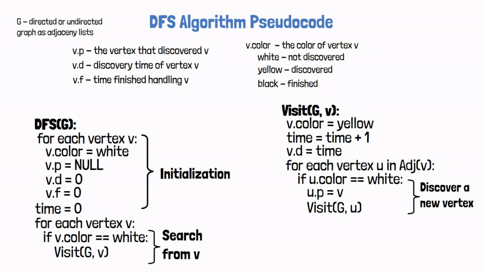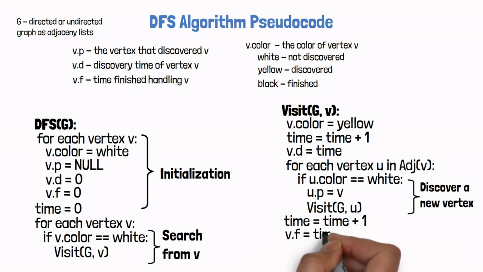Later on we'll see a complete running example, so the recursion will be much more clear. When we finish going over the neighbors of v, we increase the time again, and set the finish time of v. We see the meaning of the finish time now, that it is set after we've finished the search from v, and discovered all possible vertices from v. We also color v as black to mark it as finished. Near the end of this video, we'll also see a non-recursive version of DFS.